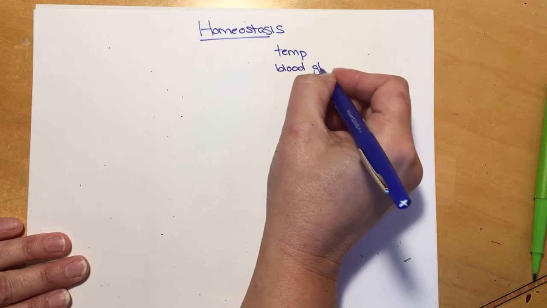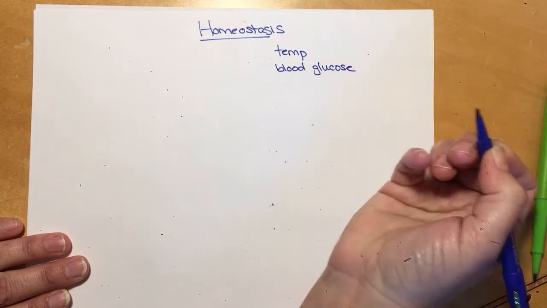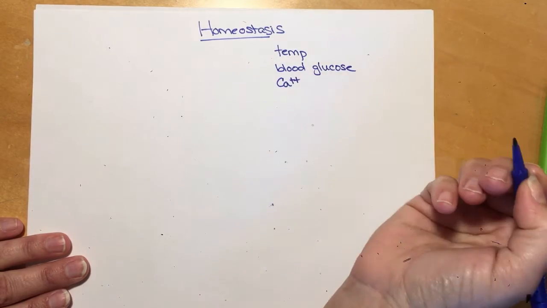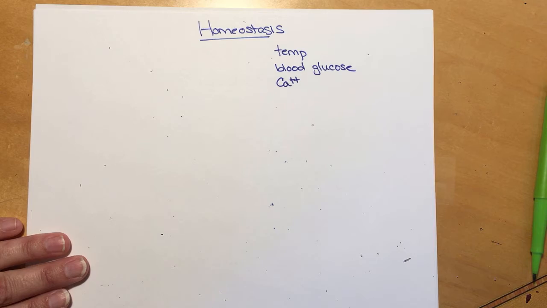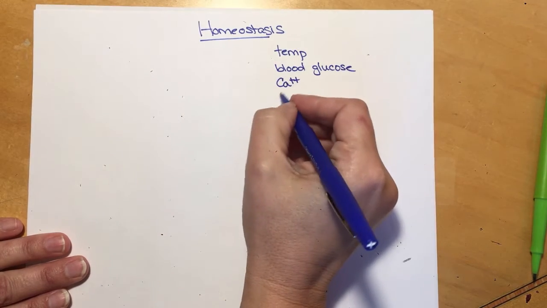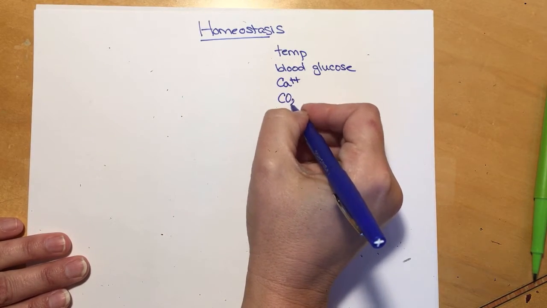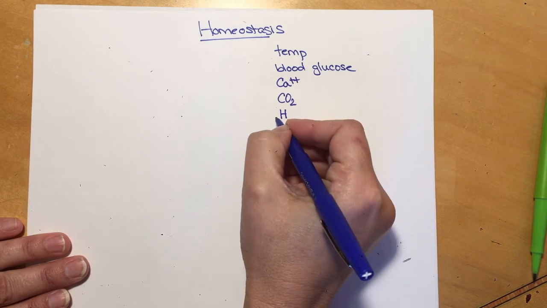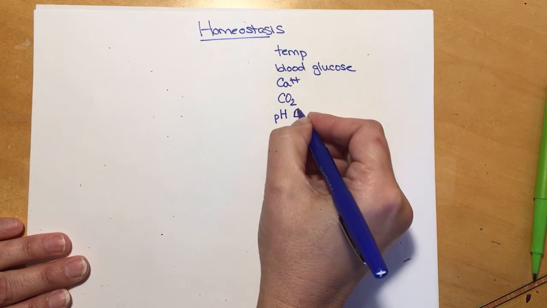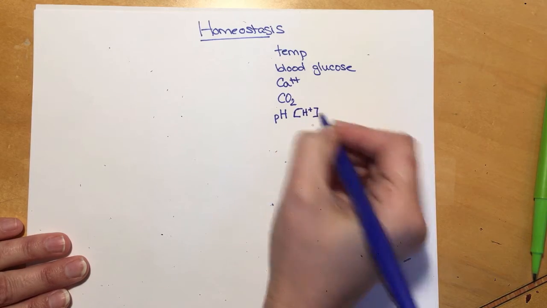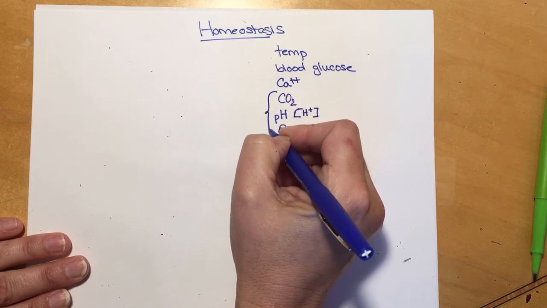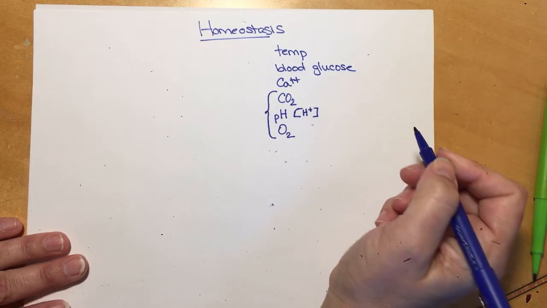Other things that we control would be our blood glucose level, our calcium level, using the skeleton as our calcium reserve. And in terms of the respiratory system, what we're really concerned with here is our carbon dioxide level, our hydrogen, or our pH, which is basically a measurement of hydrogen ion concentration, and our oxygen levels. So these are the three that are important in the respiratory system.